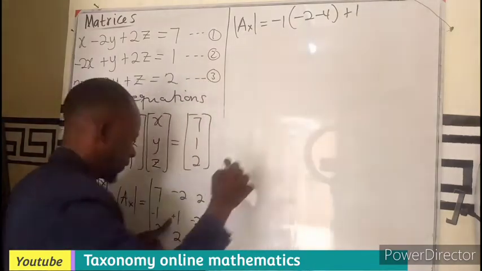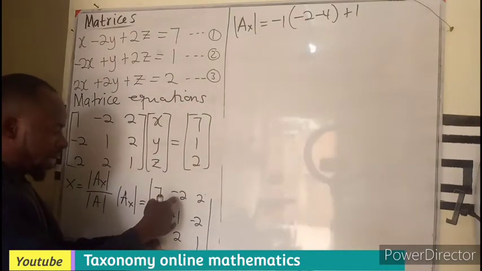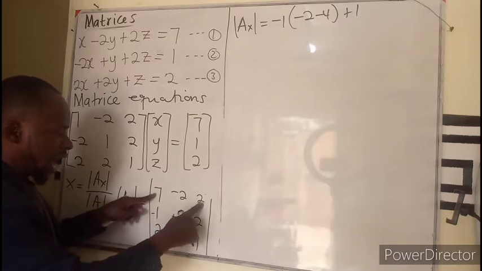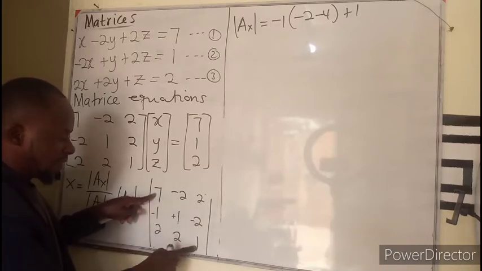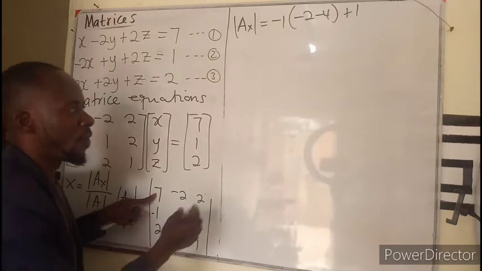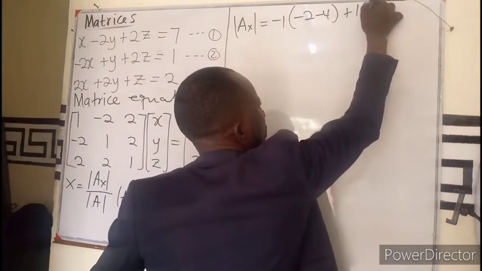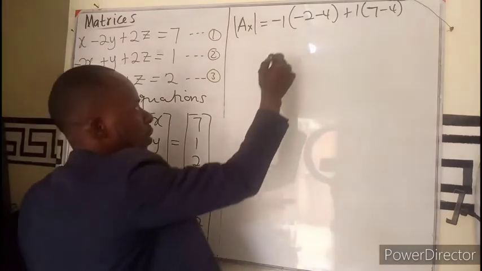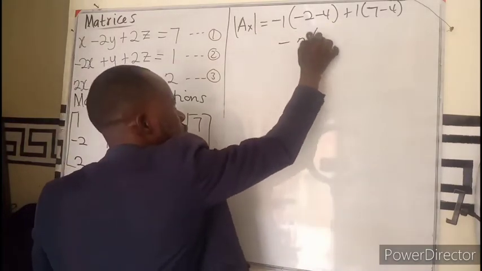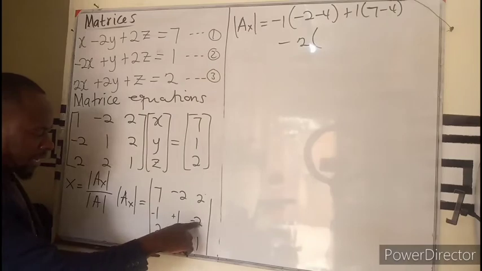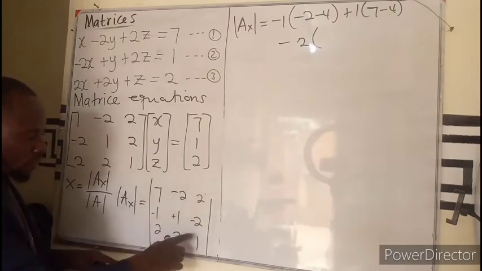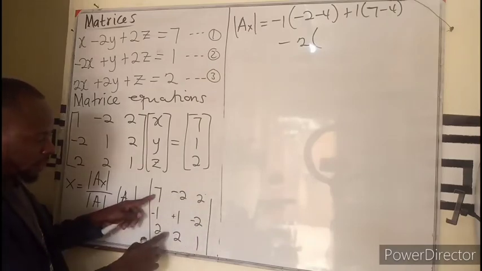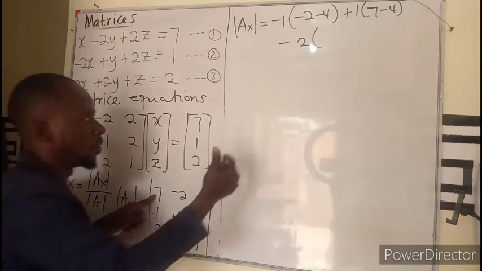So plus 1, which is this, covering everything here, everything here. I'll be left with this and this. So 7 minus what? 4. It should be minus. So minus that 2 in the bracket, taking every row and column. So I'm left with this. 14 minus minus 4.